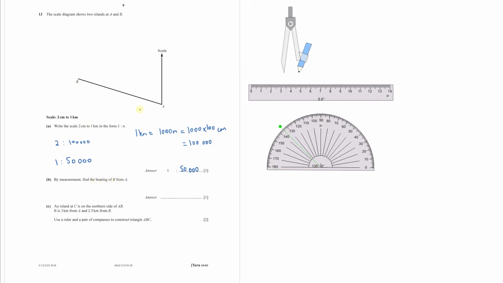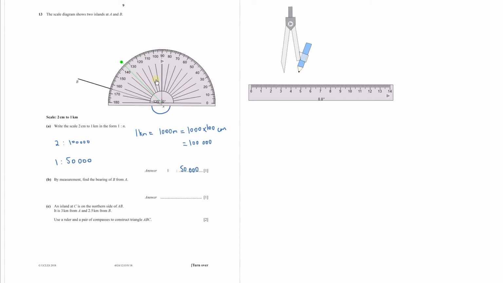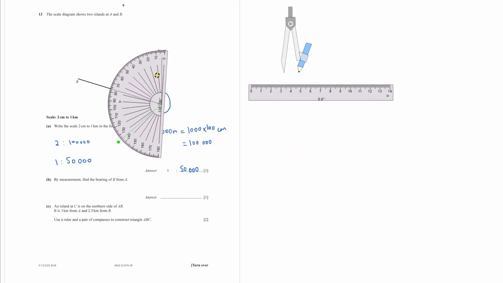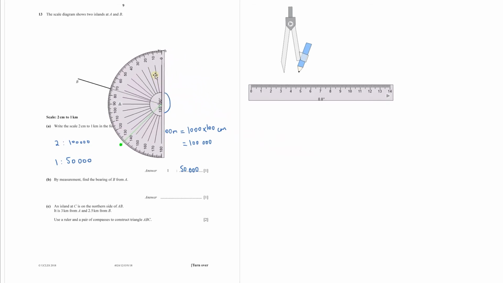So bearing of B from A would be this angle like this. But since my protractor only goes up till 180 degrees, what I can do is measure this small angle here and then subtract it from 360 degrees to get this bearing of B from A. So let's measure this smaller angle. I can place my protractor at the center here and then rotate it so that the 0 degree line is directly to the north.